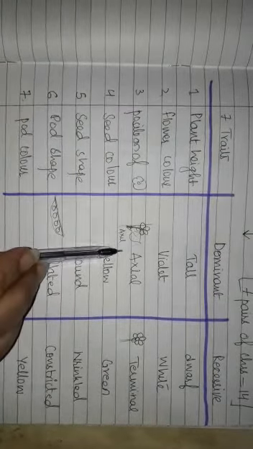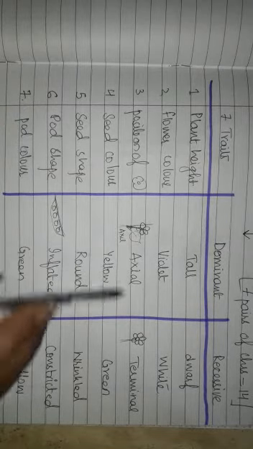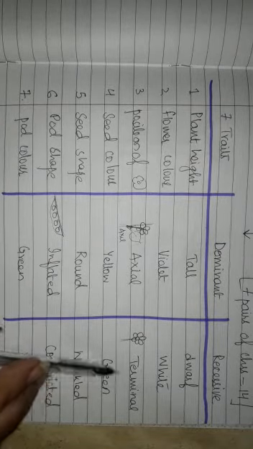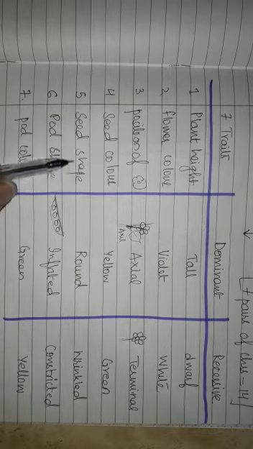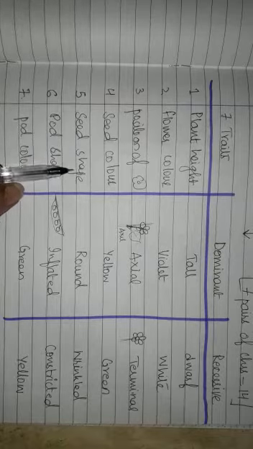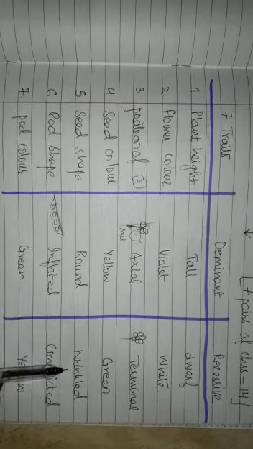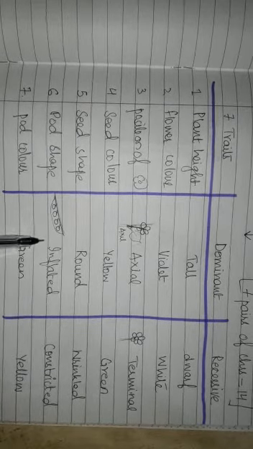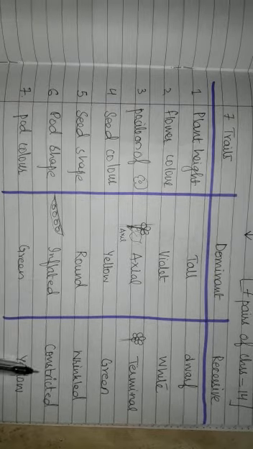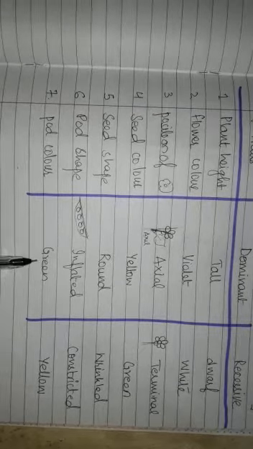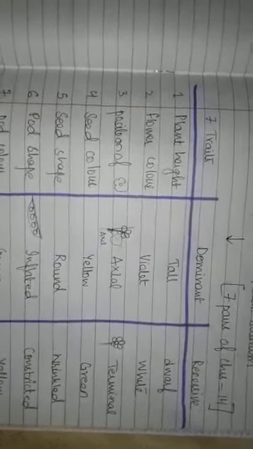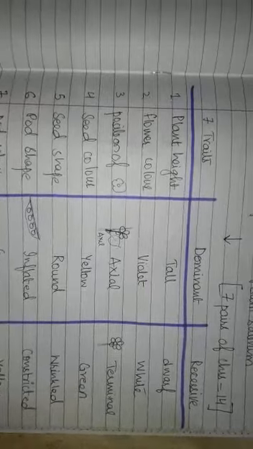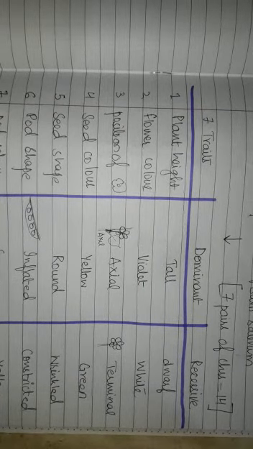The axial position of the flower is dominant to terminal. Yellow seed color is dominant over green seed color. Round seed shape is dominant to wrinkled. Inflated pod shape is dominant to constricted, and green pod color is dominant to yellow pod color. So the seven traits which were studied by Mendel are present as dominant and recessive.